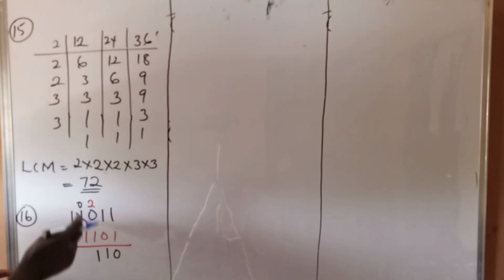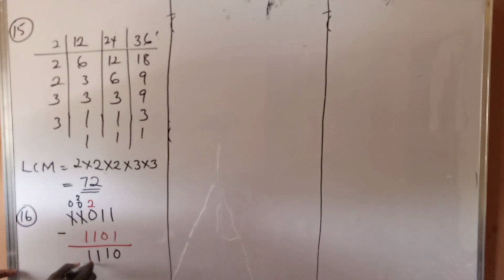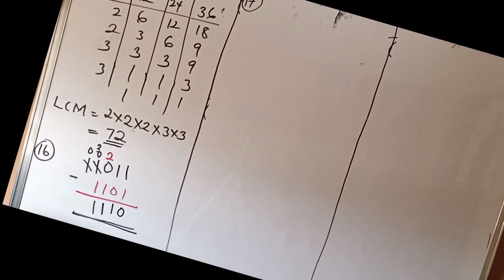So here again, we have 0 minus 1. It's not possible. We have to take 1 from here. So it will be 0. And when it comes, it will be 2. 2 minus 1 will also be 1. So this will become our answer. Question number 17.